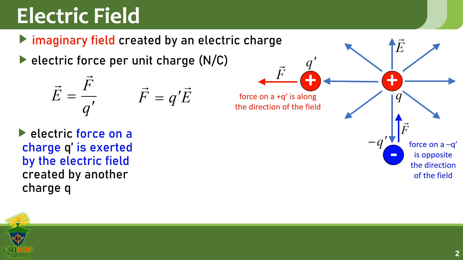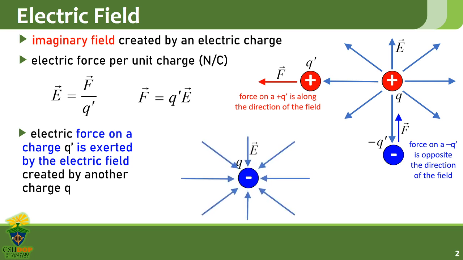A negative point charge, on the other hand, has an electric field that points radially inwards towards the charge. A positive charge Q prime will then move along the direction of the field, causing an attractive interaction. Alternatively, a negative charge Q prime will be forced to move opposite the direction of the field, causing repulsion.